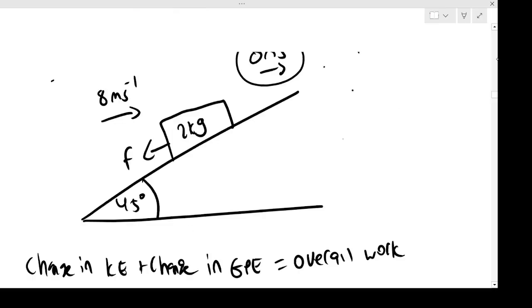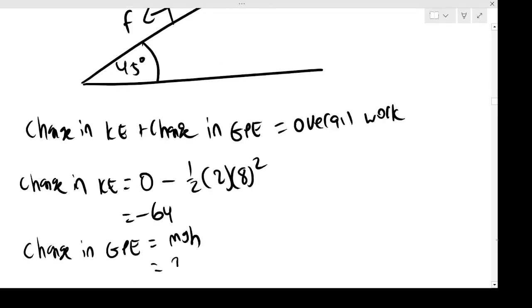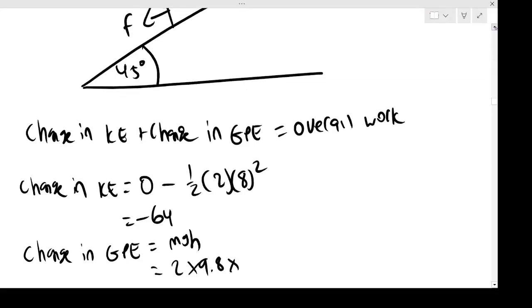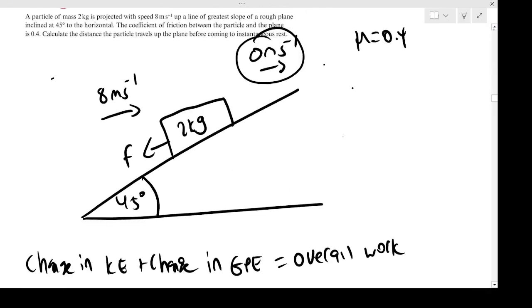So my mass is 2, g is 9.8, and the height. Okay, well, again, I want to work out the distance. So, I want to work out this distance here. How far have I gone up the plane? I'm going to call that distance x. Okay, x meters. That's what I want to work out. But in order to consider the GPE, I need the height. This is where there's going to be a bit of algebra involved.